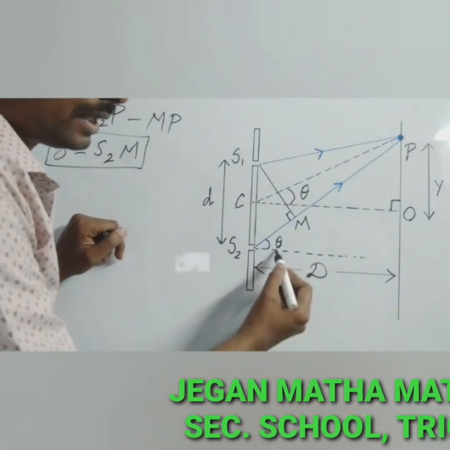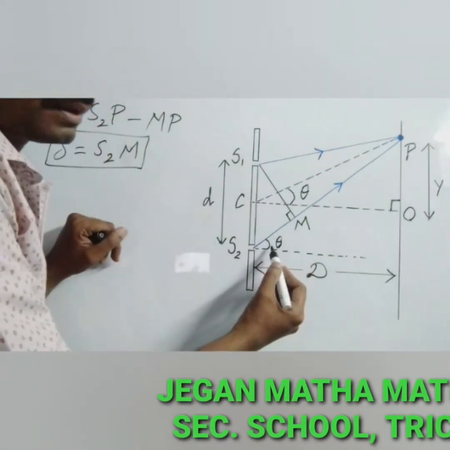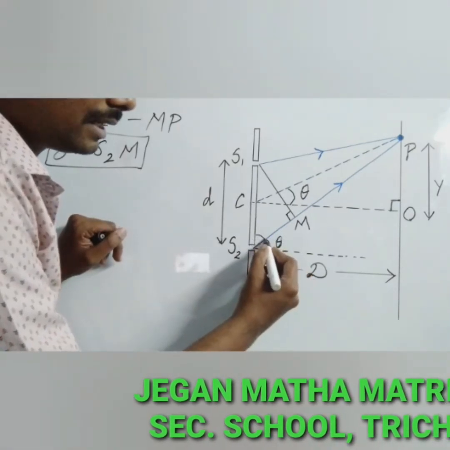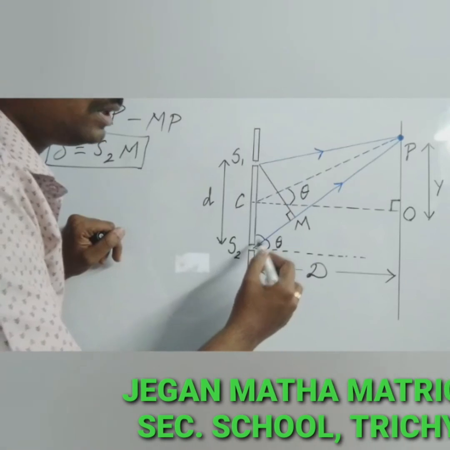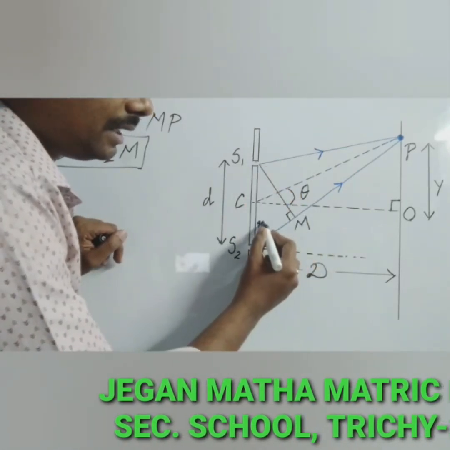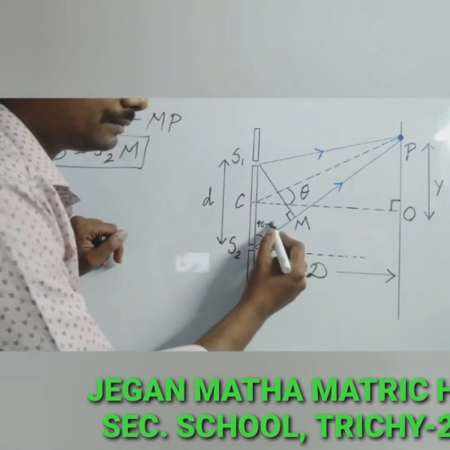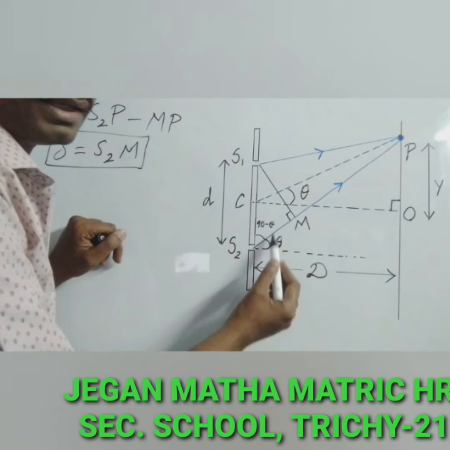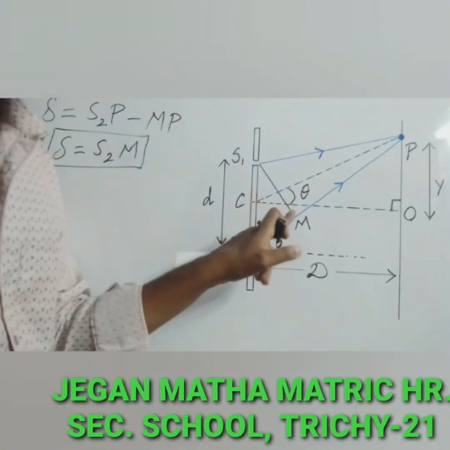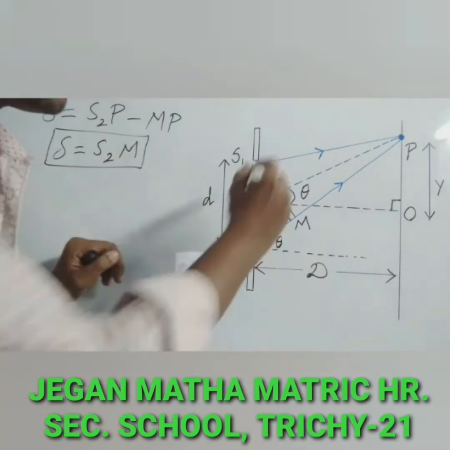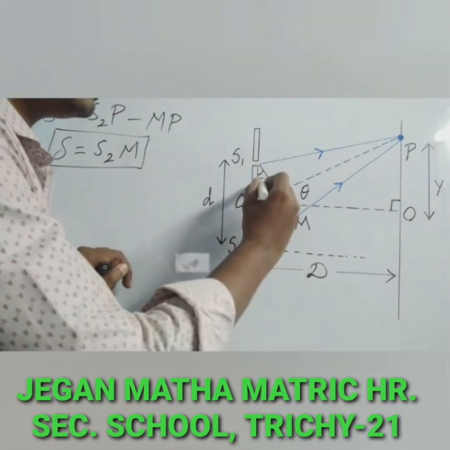Here what is the total angle? 90 degrees. From the 90 degrees, this theta can be subtracted. So you can find the angle within the triangle S1S2M. Here what will be the angle? Total angle 90 minus this theta. You can add these two, then you can get the 90 degrees. I know the two angles now. Here 90, here 90 minus theta. Then what about this third angle? Theta.